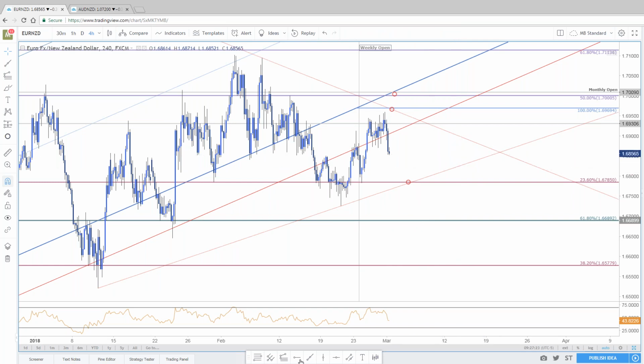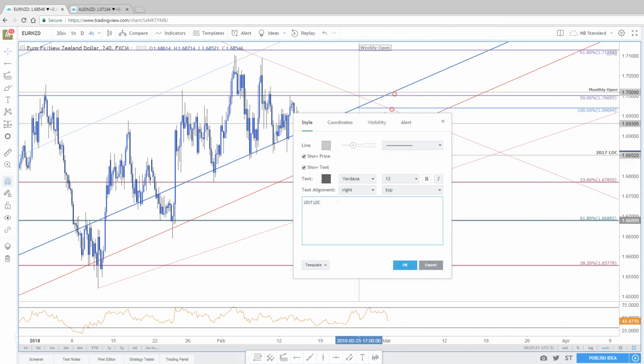And here's your weekly open. You're testing weekly open support right now. So here's the thing, Pooja. This is weekly open support. I'd be doing something here. You just took profit, not too far from where we are.